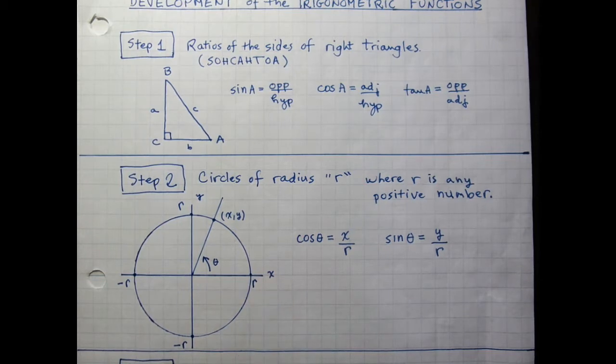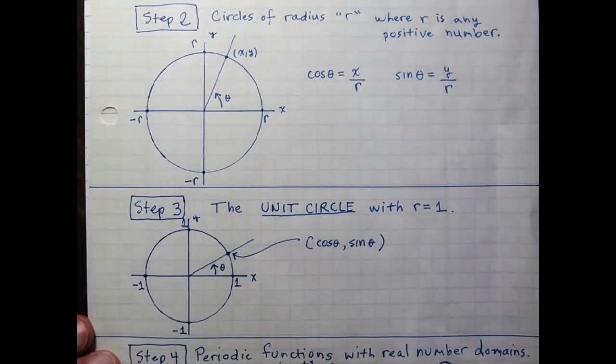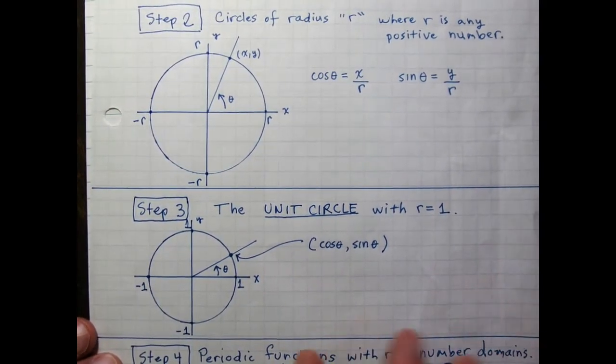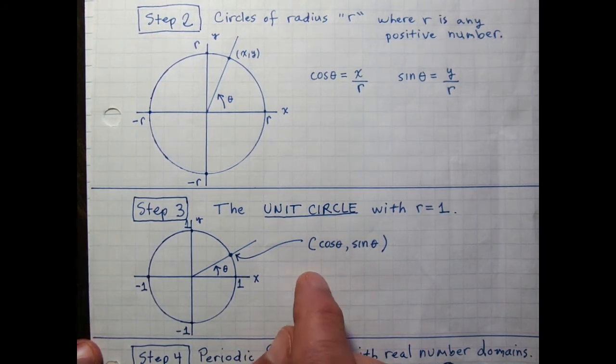But I think it's important for us to take step 2 before we move to step 3. Step 3 is the unit circle description of the trigonometric functions, which is very important, and it's going to take quite a bit of our time.